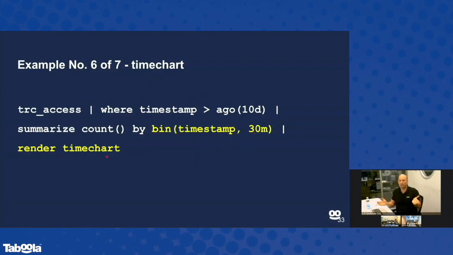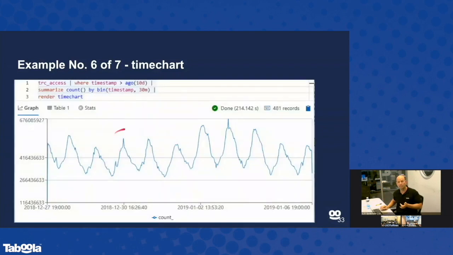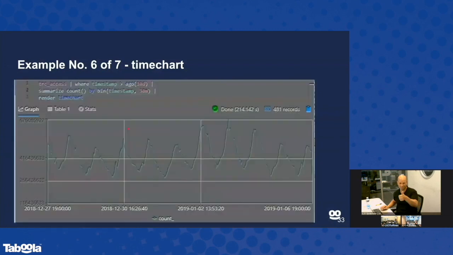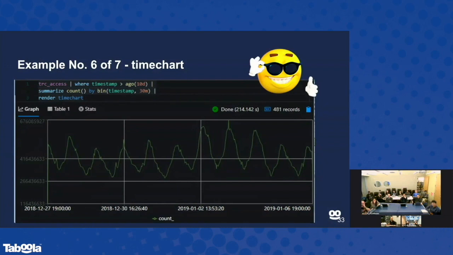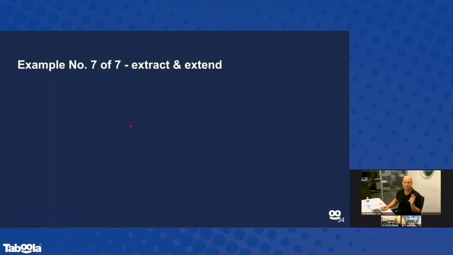What is so interesting about the time chart? The x-axis is the time, right? So that's the traffic to Taboola on a graph. And for those guys that like black, the cool guys, you have it in black. Moving on. Seventh and last example.